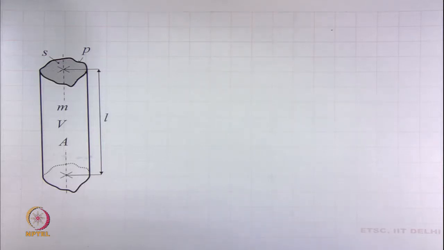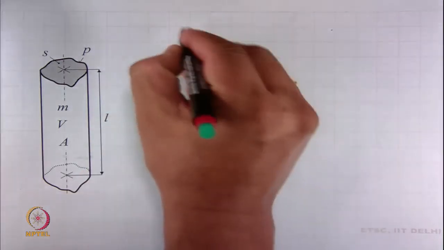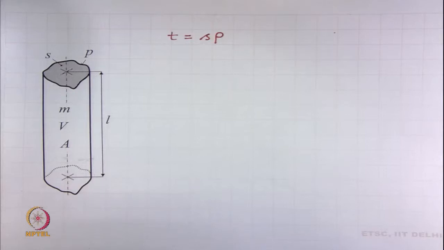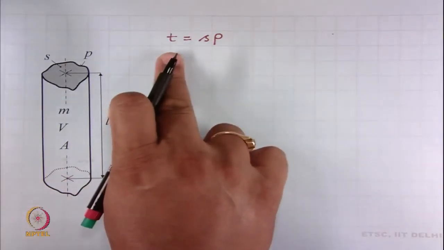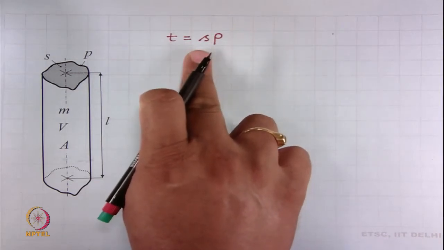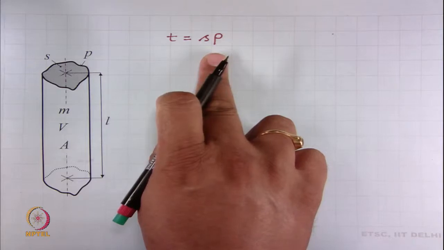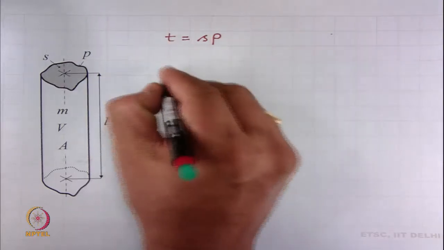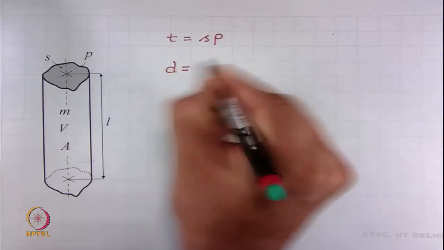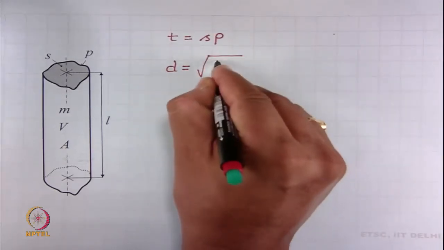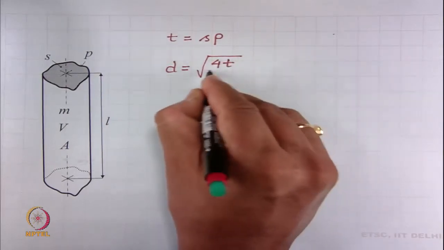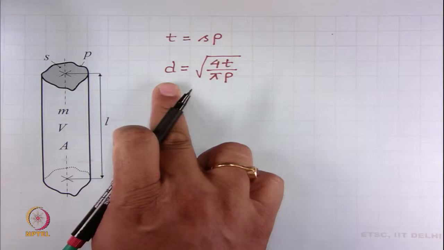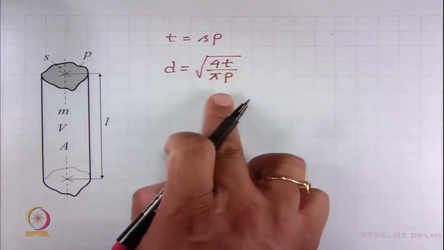Now, the first important relationship that we established in the last class was T is equal to S into rho. T denotes fiber fineness, S denotes fiber cross sectional area, rho denotes fiber density. Then the second important relation that we established in the last class was related to fiber diameter. Fiber diameter D was equal to square root of 4 times fiber fineness divided by pi times rho. D denotes fiber diameter, T denotes fiber fineness, rho denotes fiber density.